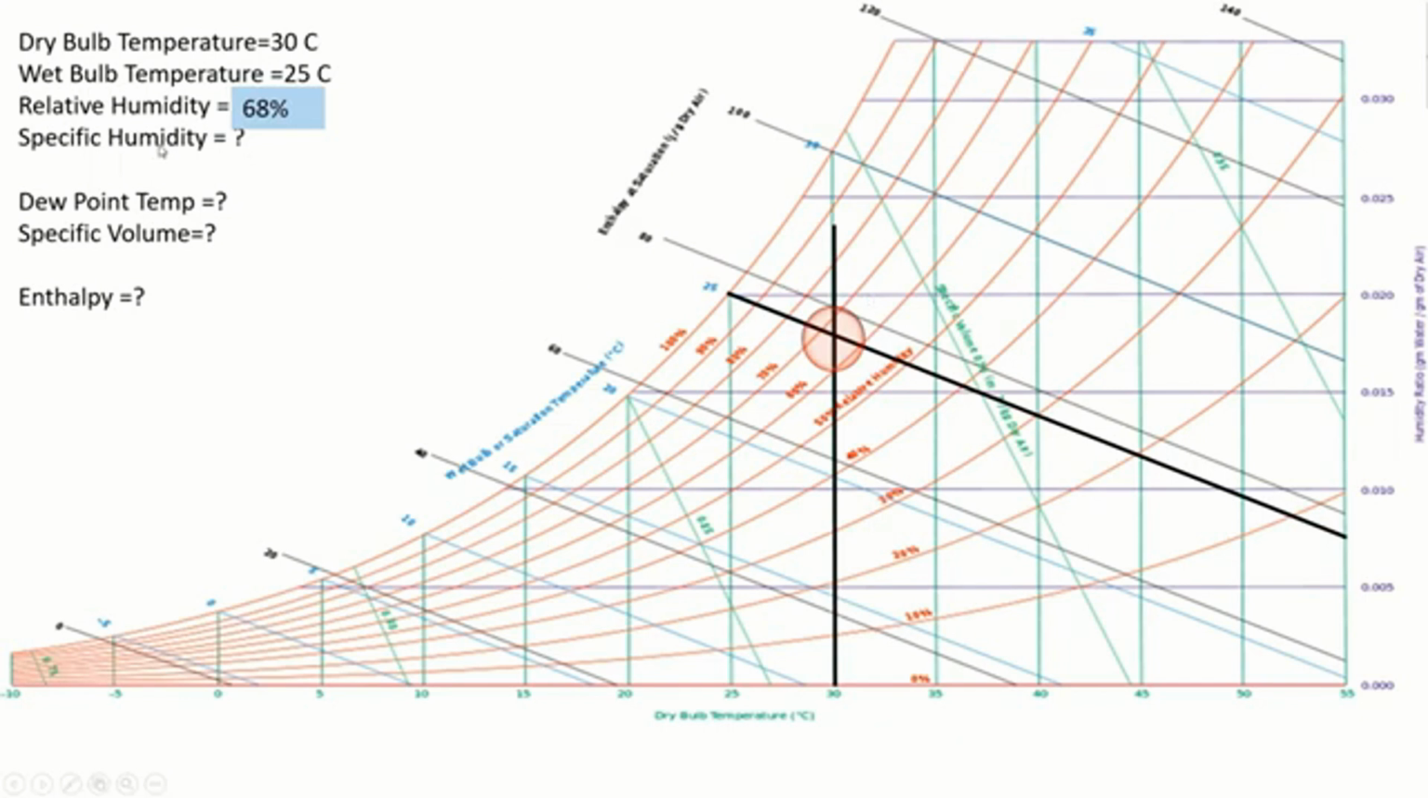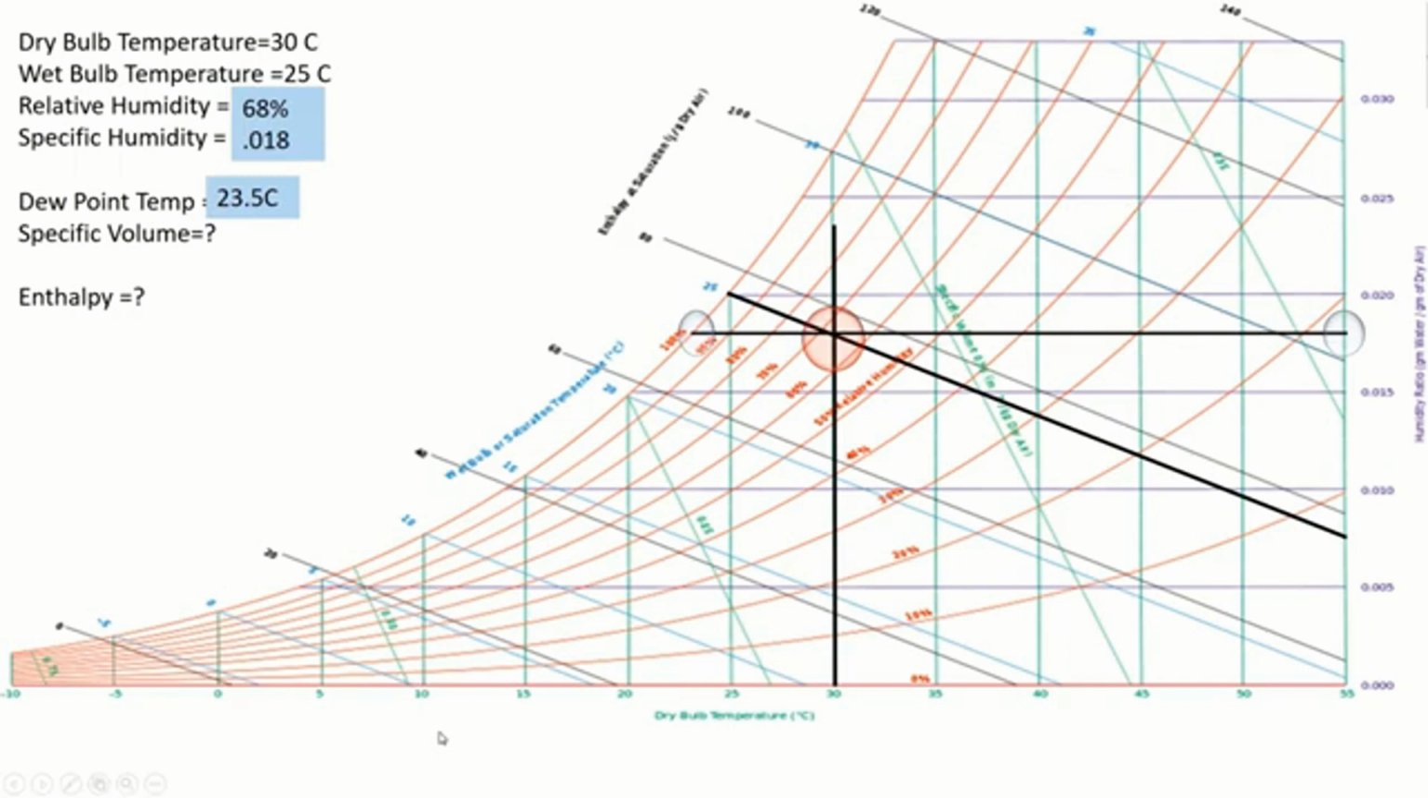Specific humidity: my specific humidity lines are horizontal. So when I draw a horizontal line parallel to these lines to the scale of humidity ratio, I can get the specific humidity. My specific humidity point is between 0.015 and 0.020, but it is nearest to 0.020, so my value is 0.018. For the dew point temperature, as we have already discussed, from the point of intersection go horizontally to the wet bulb temperature scale. My dew point temperature is between 20 and 25, and it's around 23.5.